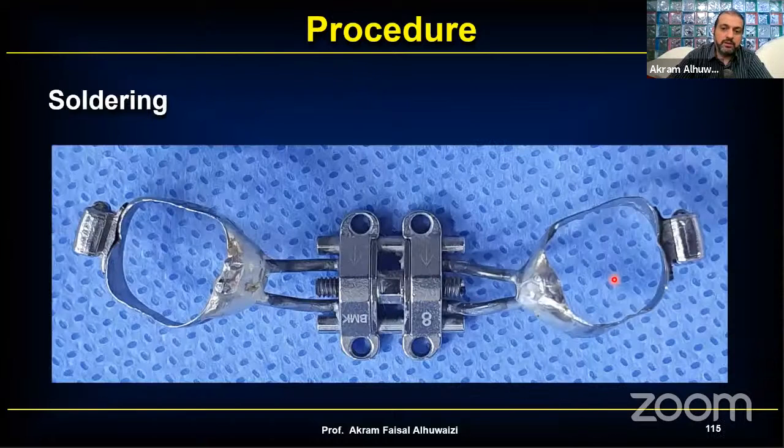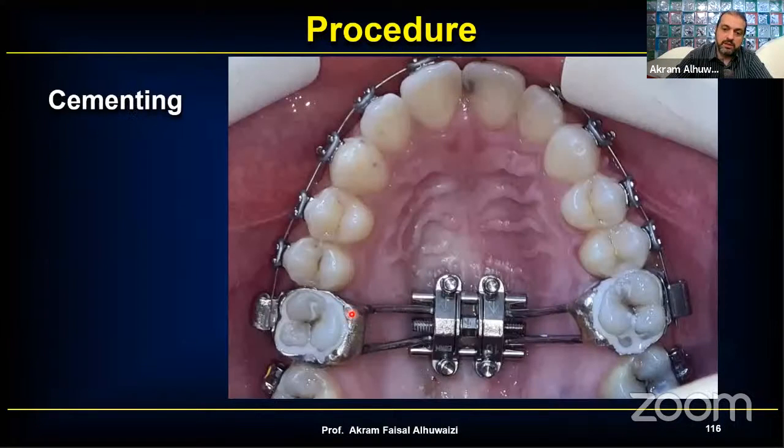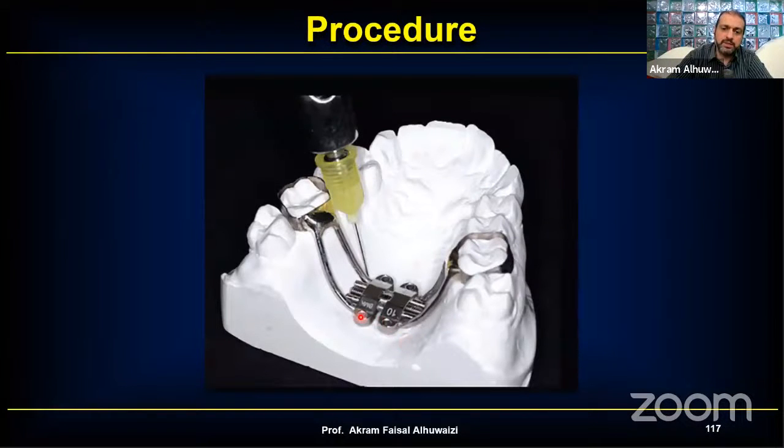And lastly, then you do soldering of this appliance. And after soldering the appliance, you would cement it inside the patient's mouth and give anesthesia. Usually I do that from the posterior region since innervation comes from the posterior forward.